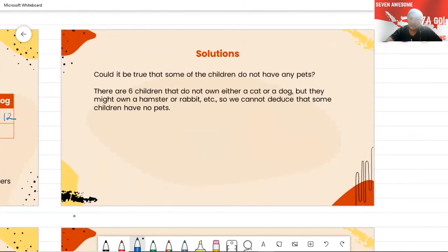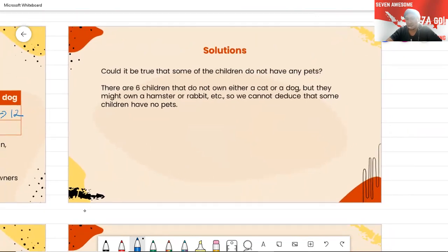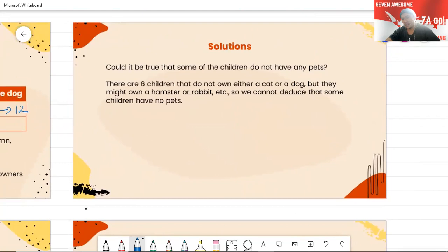Another, this one. Could it be true that some of the children do not have any pets? Well, we cannot say that. Perhaps some children have a rabbit, hamster, or iguana, perhaps, or budgie, the bird. Okay, so we cannot deduce it.